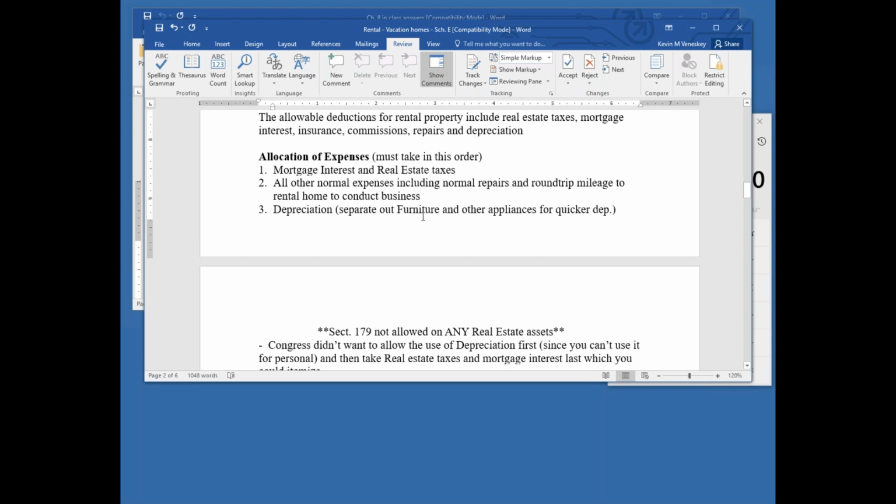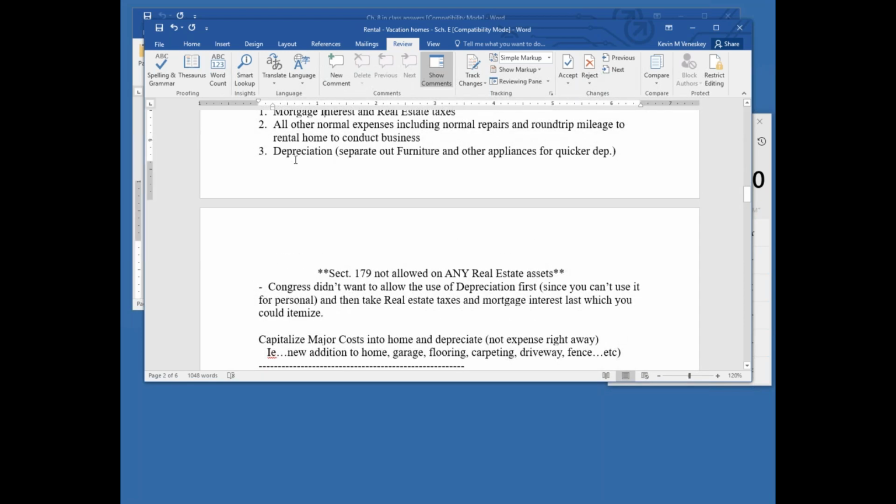Maybe you have to pay a plumber to come in and do something. That's fine. That's an expense. All your normal round trip mileage is fine. And then finally, you take depreciation. Depreciation has to be done last. And then note here, I put this little side note here.